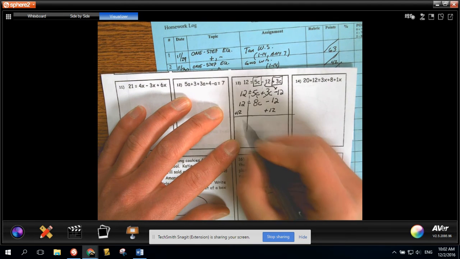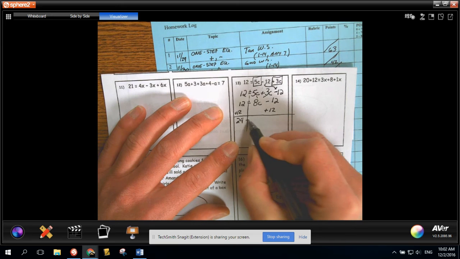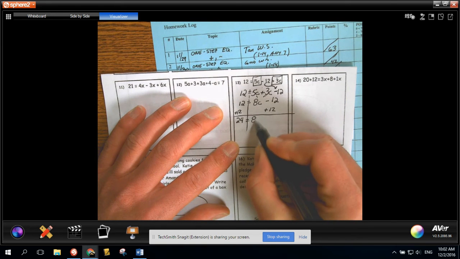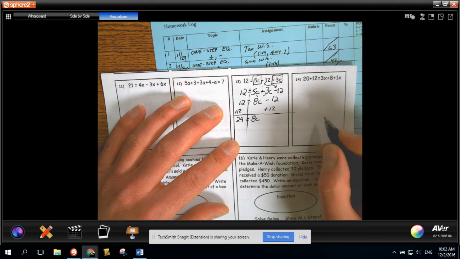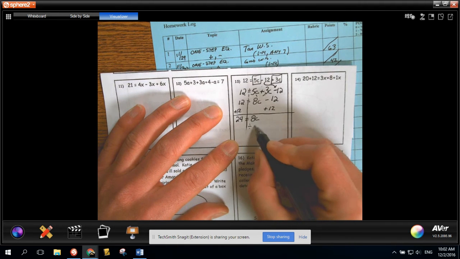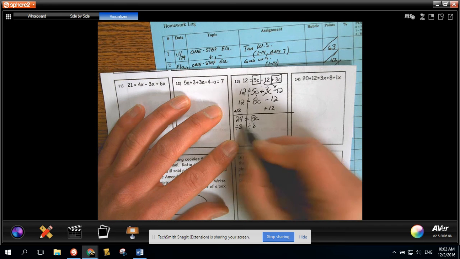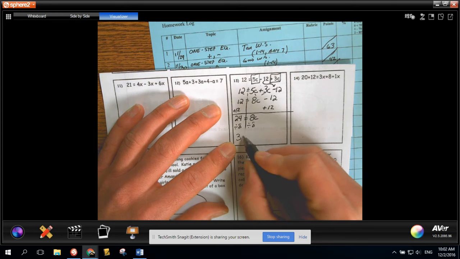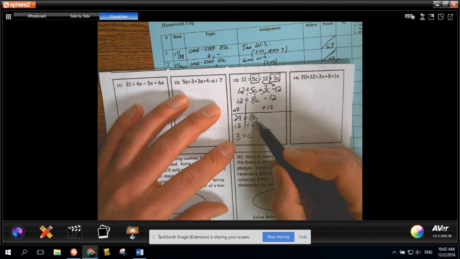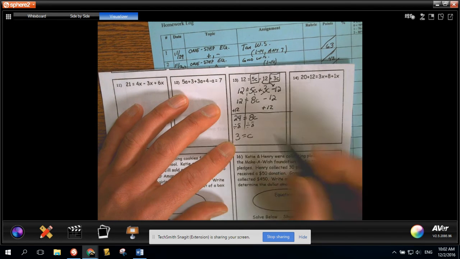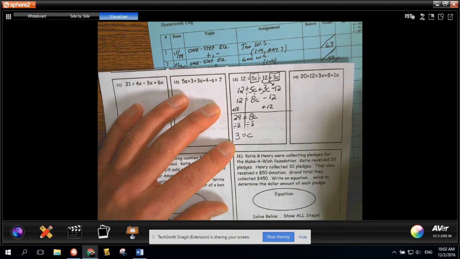So that's going to give me 24 over here. And I still have my 8c left. And then the minus 12 and plus 12, those cancel each other out. Divide both sides by 8. And I end up with c is equal to 3. So we had 8 times c here. To get rid of the 8 times c, we divide both sides by 8.